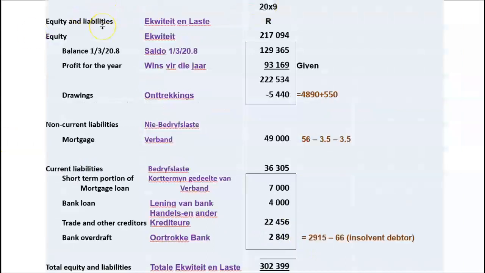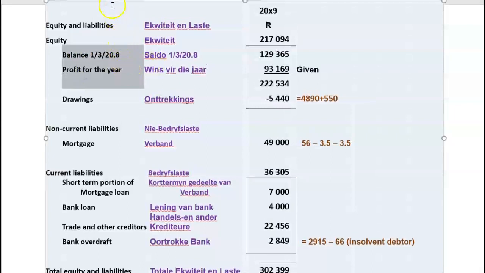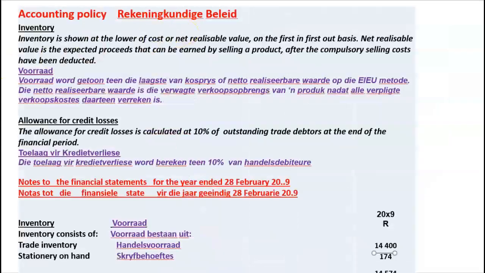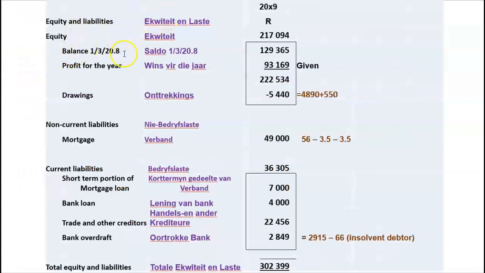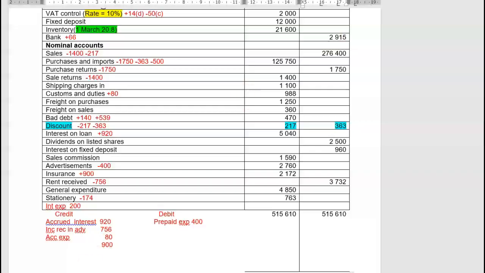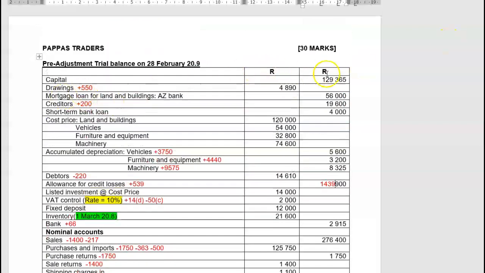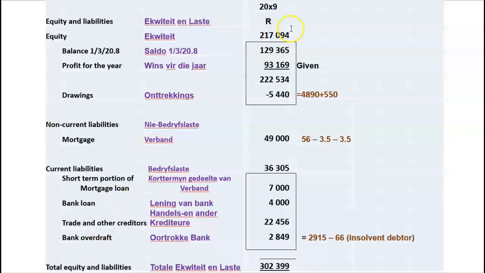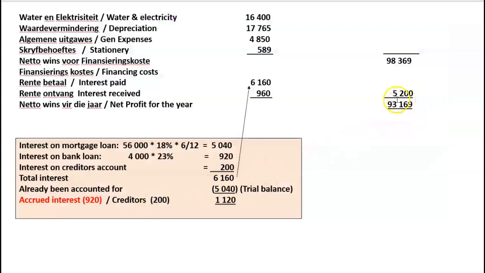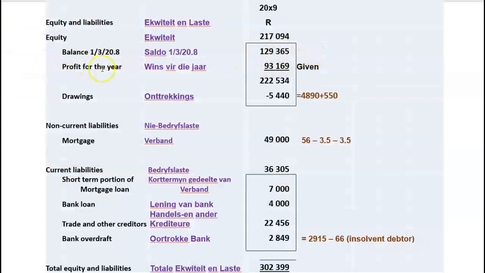Then our equity and liability side of the statement of financial position. Now here you have to show the movement that took place on equity for the current financial year. So we will start with our balance as at the beginning of the year. Have a look there. Our balance at the beginning of the year, 129,365. Then our profit for the year, as per the income statement, will be added to that amount, 93,169. That will give us a total of 222,534.